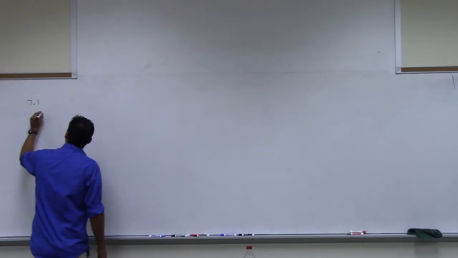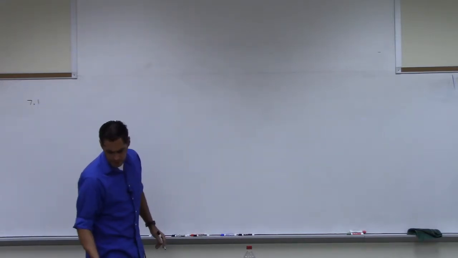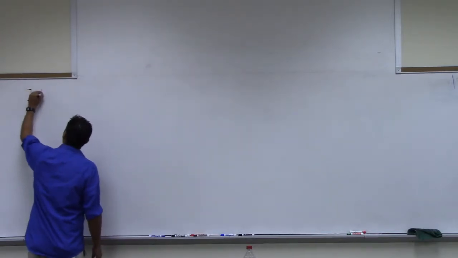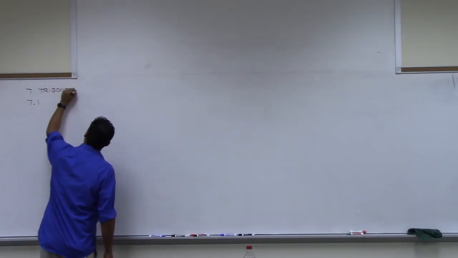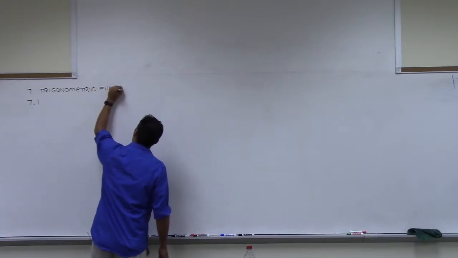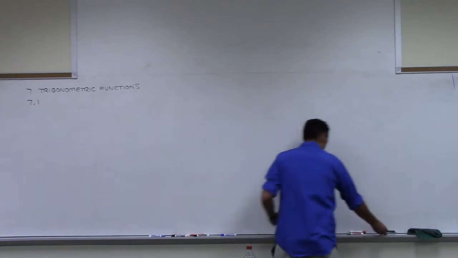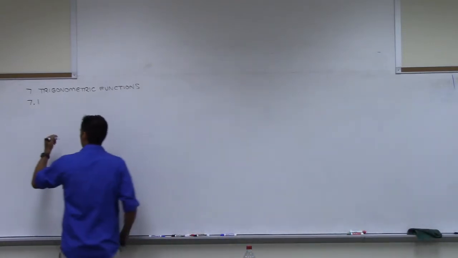We're going to go to a new chapter, chapter 7. The title of chapter 7 is trigonometric functions. We're going to have to build up to that. We're going to start out with 7.1, talking about angles and their measure.